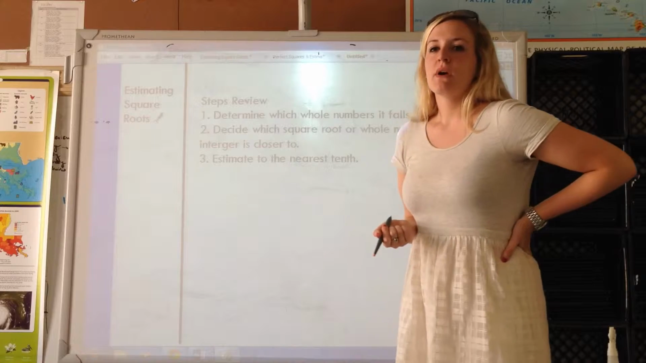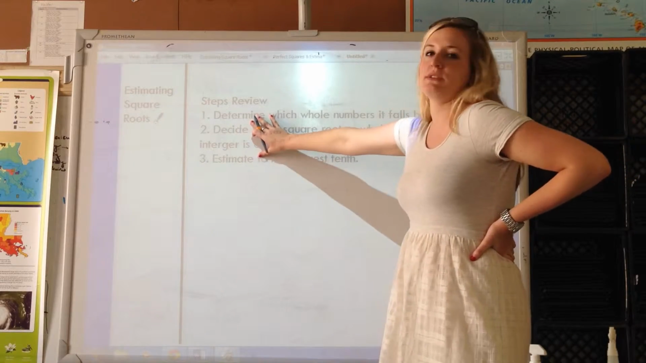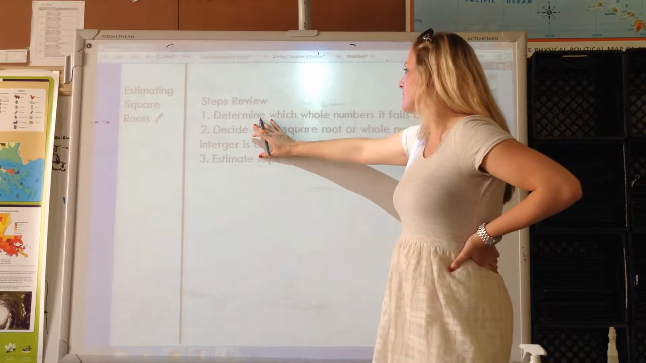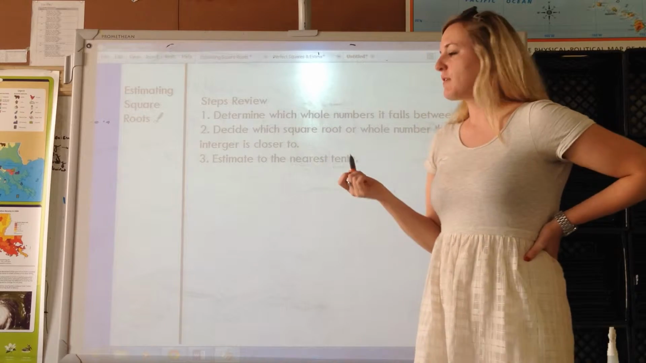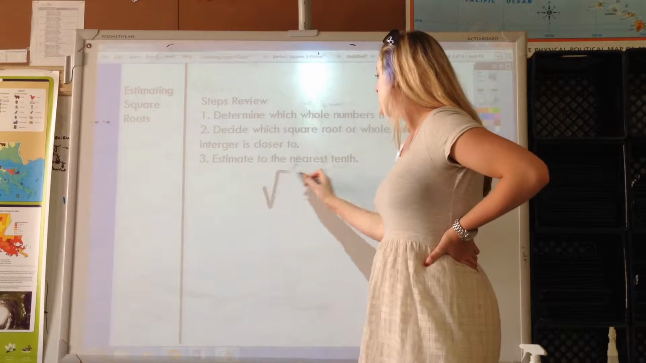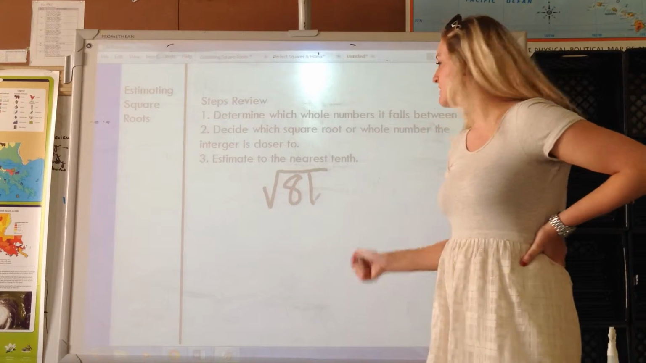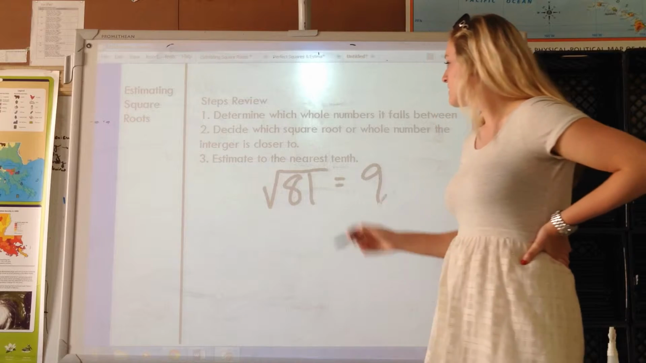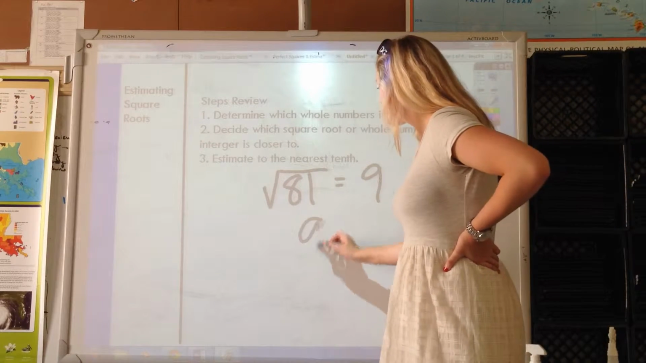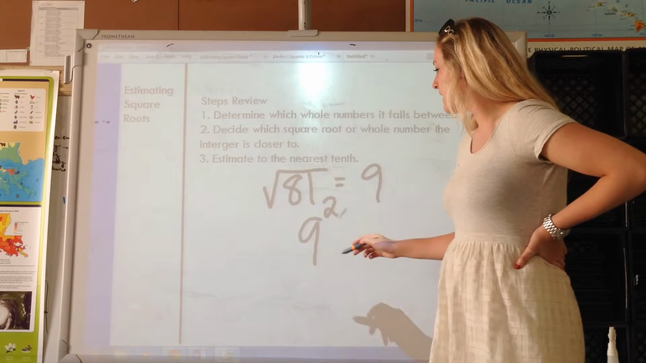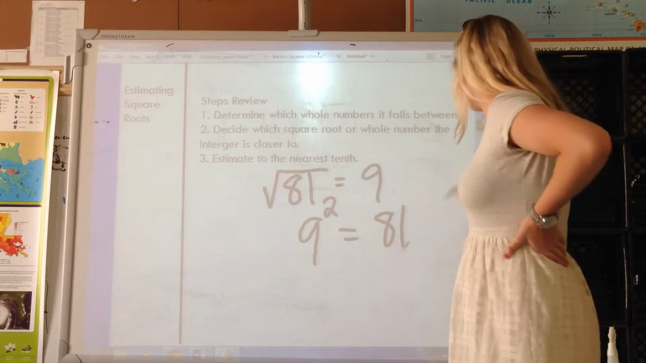If I want to estimate a square root, I go through a few steps. And we talked about these steps yesterday, so there is no reason to write this down again. You wrote it down yesterday. We don't need to be repetitive. I would only estimate a number that wasn't a perfect square. So if I was given the square root of 81, I don't need to estimate this because I already know that this number is 9. The square root of 81 is 9. And again, of course, I can always check myself by squaring 9, multiplying it by itself, and that's going to give me 81 every time.